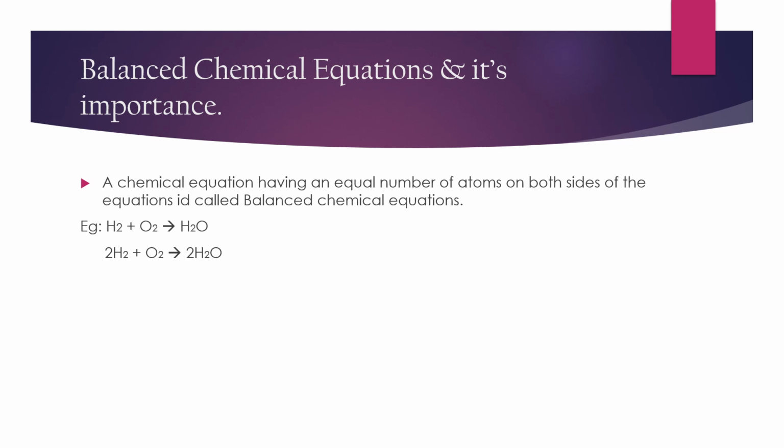So let's balance this. We write 2H2, which becomes 4 hydrogen, plus O2 equals 2H2O. Here we can see that hydrogen is 4 on the reactant side, the left hand side, and on the right hand side the hydrogen also becomes 4. It was already balanced in the previous one also. But in the case of oxygen, on the right hand side oxygen also becomes 2. That is, we have added just a number 2 before the product, 2H2O.